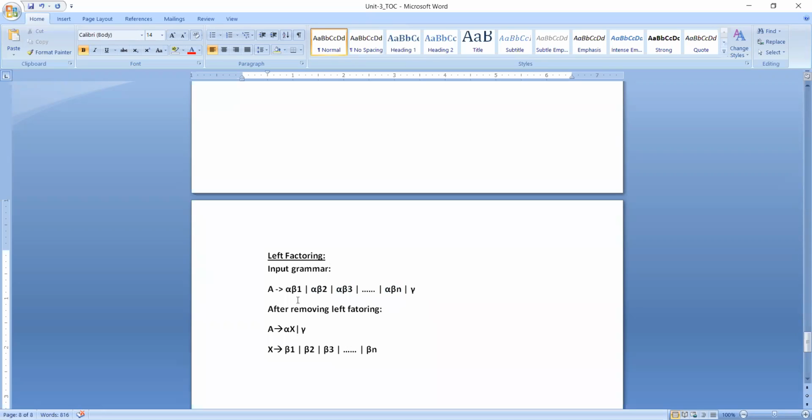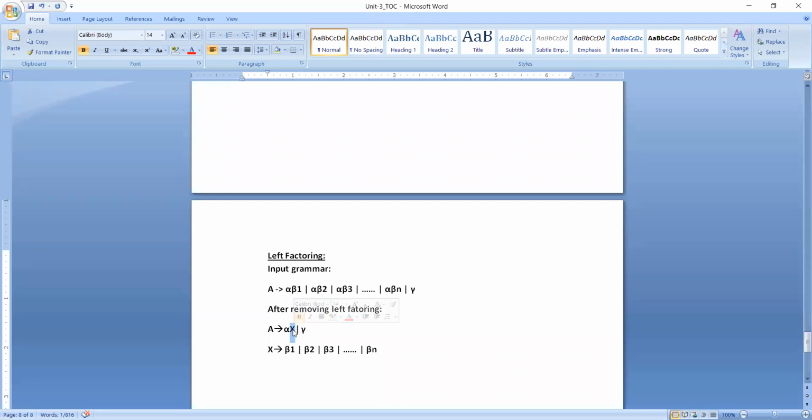That is the reason why we are going to rewrite our production in such a way that A derives to alpha, which is common. Please observe this alpha is common in all our productions. So we have taken this alpha straight away, and in the place of beta 1, beta 2 and so on, we are going to make use of a new variable called capital X. I have taken capital X as a new variable. It is up to you, you can make use of any variable.